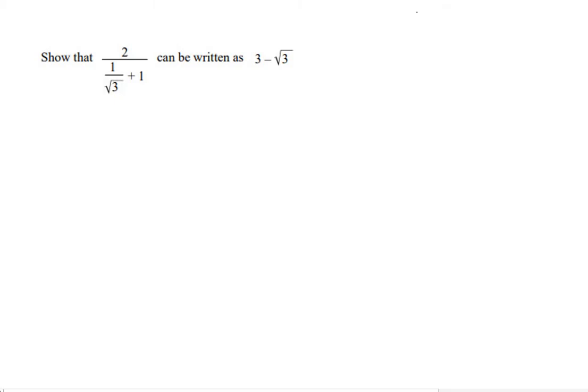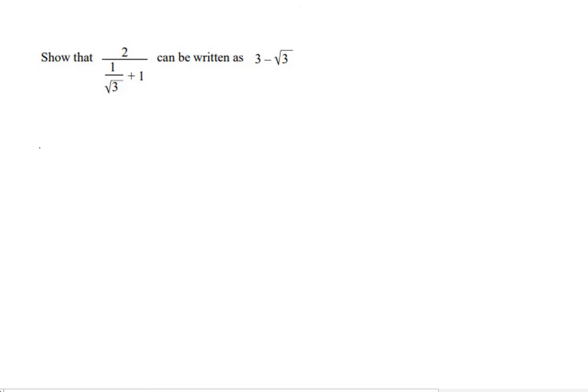Today we're going to be looking at a more in-depth and detailed solution of today's question of the day. Now this was the question: show that 2 divided by 1 over the square root of 3 plus 1 can be written as 3 minus root 3. A few of you suggested that I do a more detailed solution, so here it is, and I'm going to try and do the most simple and easiest to understand solution there is.